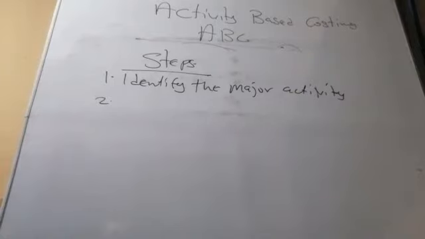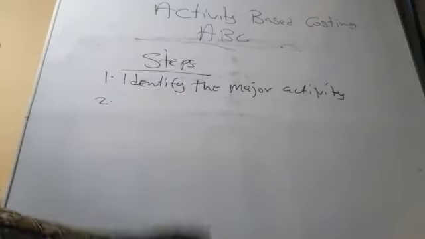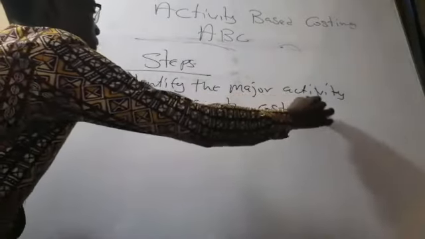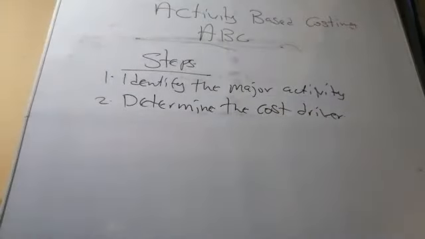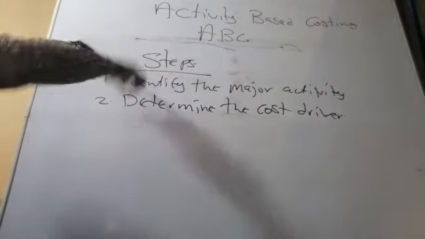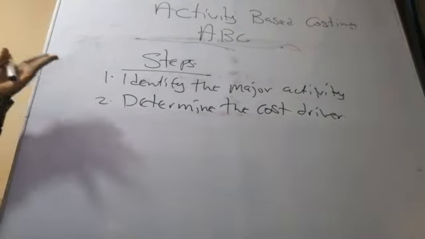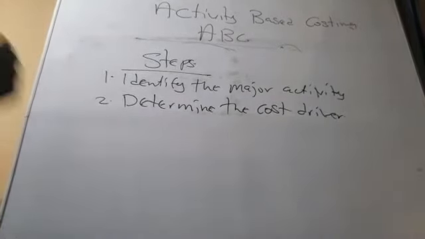It's only in activity-based costing where we have a cost driver. So that is step two, the cost driver. Determine the driving force of the cost. You identify the major activity, and after that you determine what caused that activity's cost. That is the second stage, the cost driver. What results in this overhead? If it's a machine overhead or machine running cost, what will result in the machine running cost? Good.